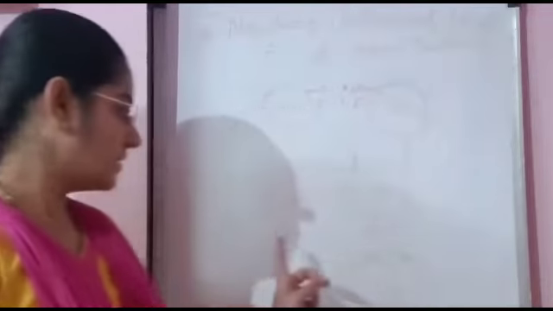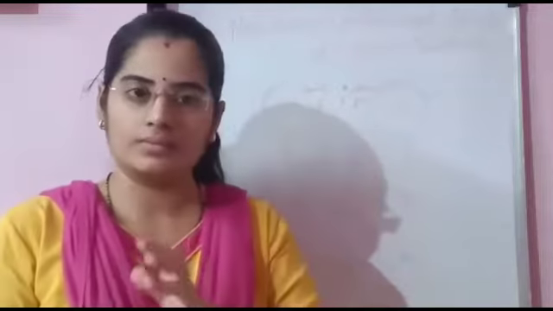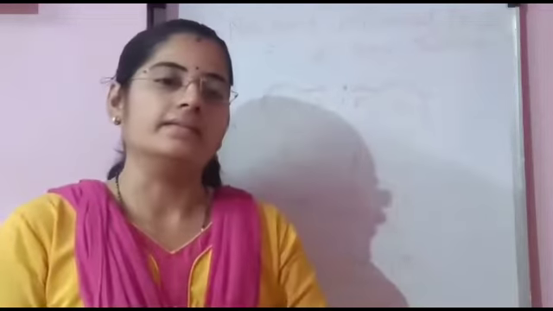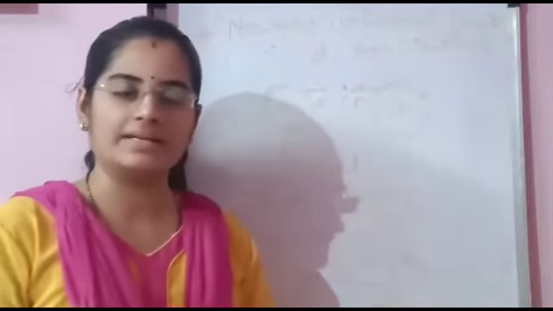So according to Newton's universal law of gravitation, we can derive the formula of force. What is the force? F is equal to G m1 m2 divided by d square. m1 and m2 are the masses of the two objects, and d is the distance between these two objects.